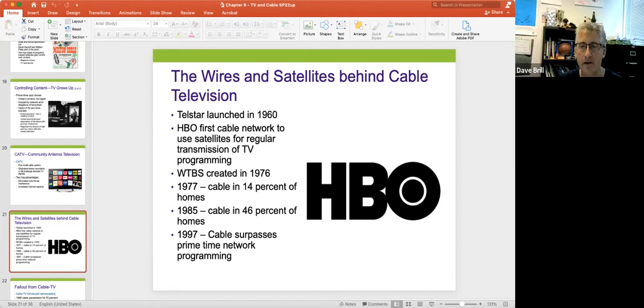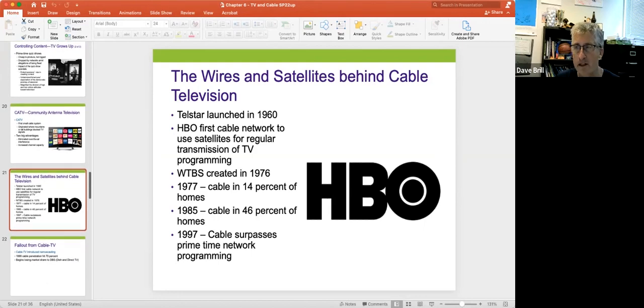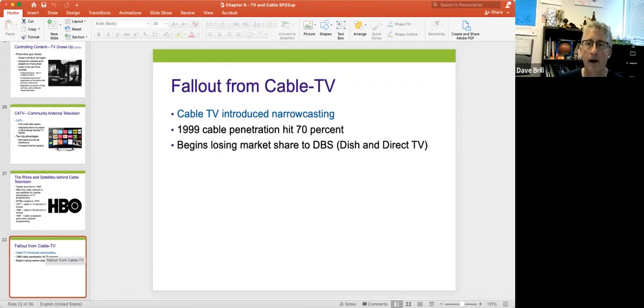By 1977, there's cable in 14% of homes. By 1985, that's 46%. And by 1997, cable has surpassed primetime network programming, meaning that basically the shows being watched on cable, which is a paid service, were actually drawing higher ratings and more people than something for free. And that's something pretty typical today by a wide margin if you look at Netflix versus what's watched on network television.